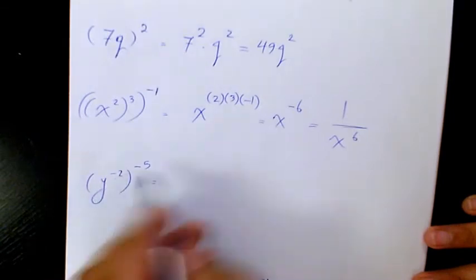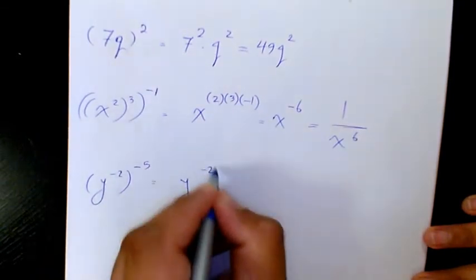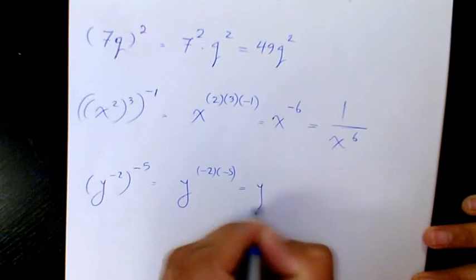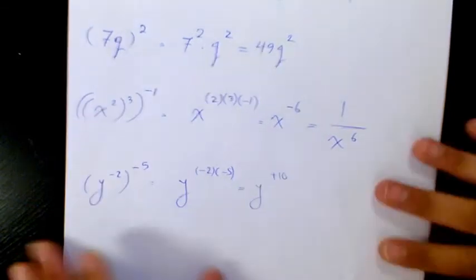Next one, y to the power of negative 2 to the power of negative 5. So we just multiply these two. It's going to be y to the power of positive 10.